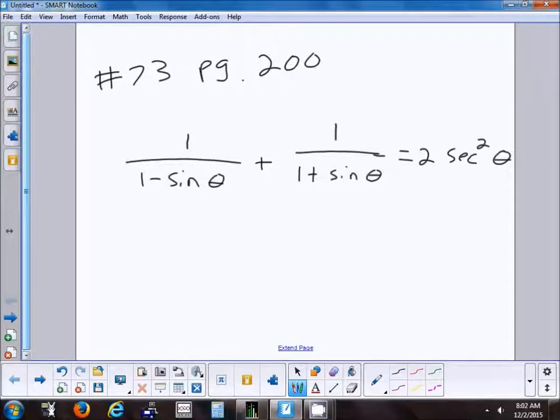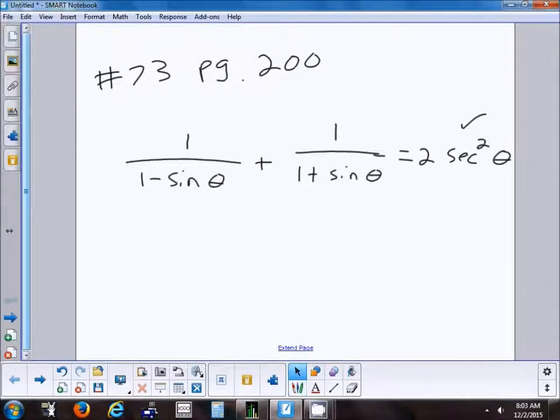Okay, so what's on the right, that's our end result. We're not gonna do anything with that. We're just gonna leave that, and we're gonna try to change the left-hand side somehow into the right. All right. Well, first thing I'm noticing is that both denominators are similar. The only difference is one has a minus sine and one has a plus sine. Okay, those are conjugates. So if we find a common denominator, chances are we're gonna get some nice things happening. Things are gonna cancel out.